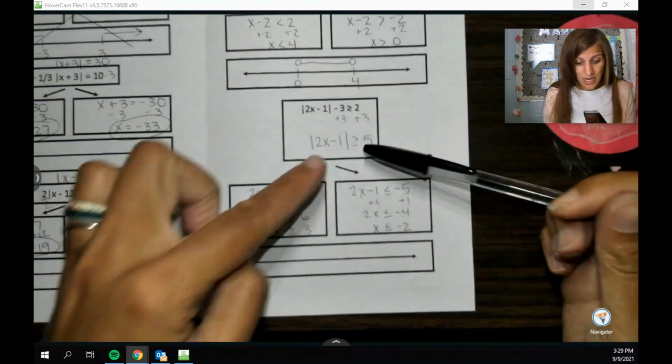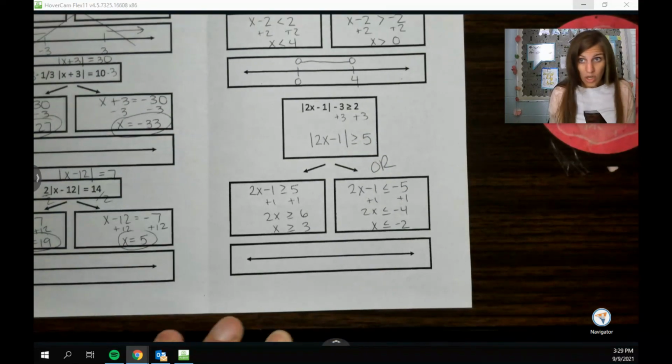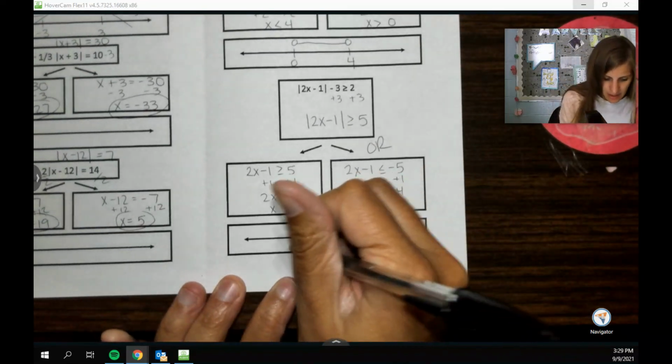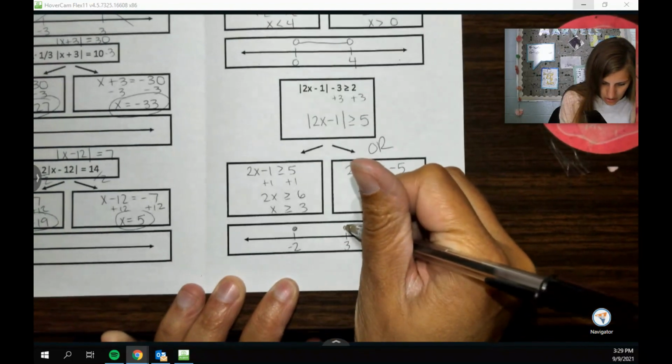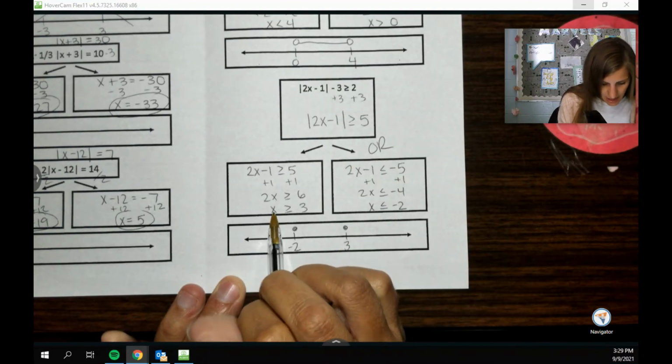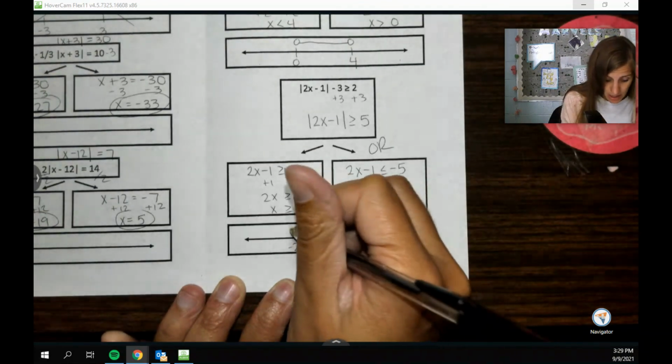Now, again, if I go back to the original, this is greater. So I know this is going to be an or inequality. And if we think about negative 2, closed circle, and 3, closed circle, I can even see that here because x is going to be bigger than 3 or smaller than negative 2.